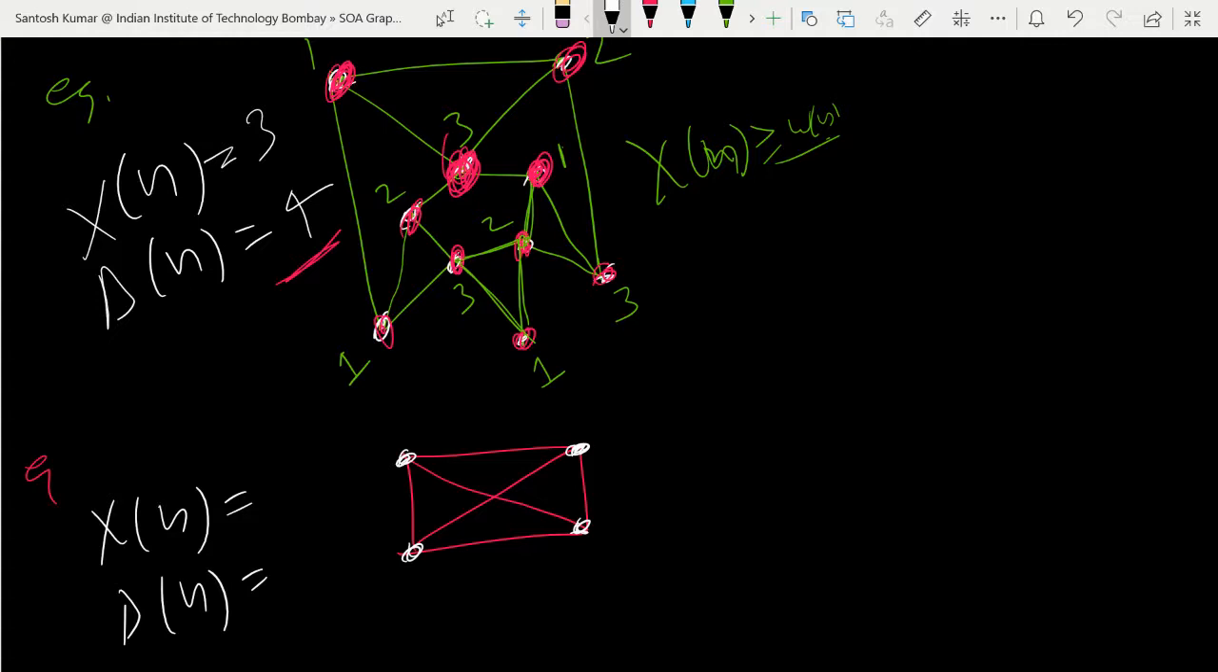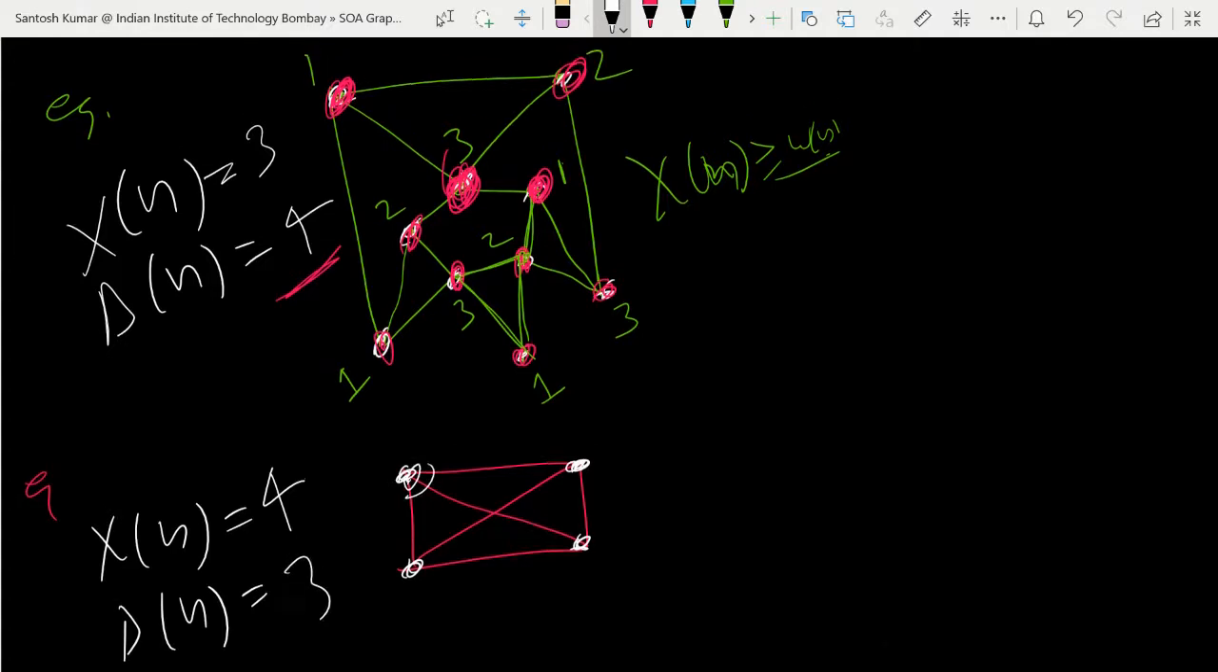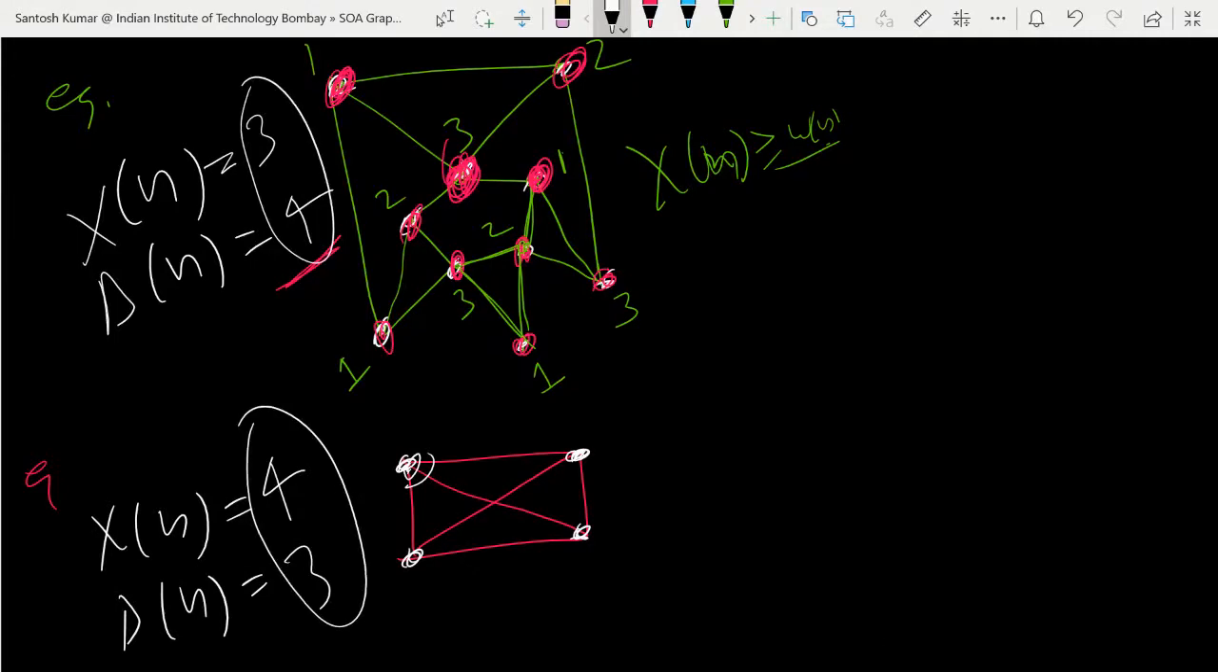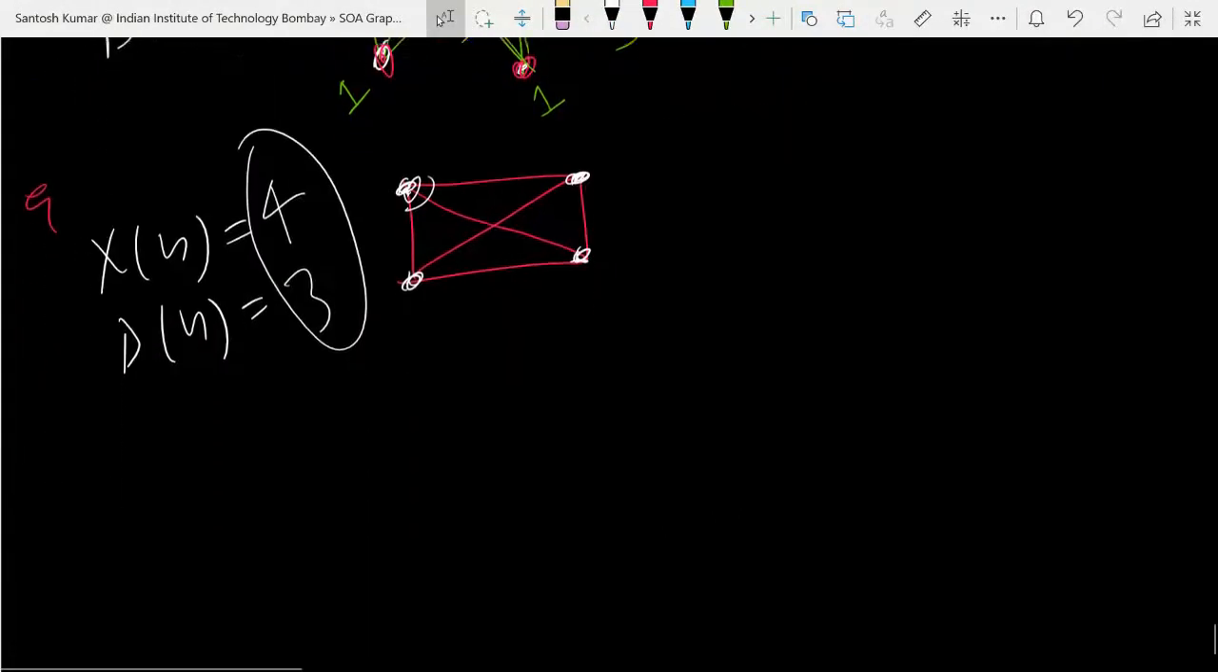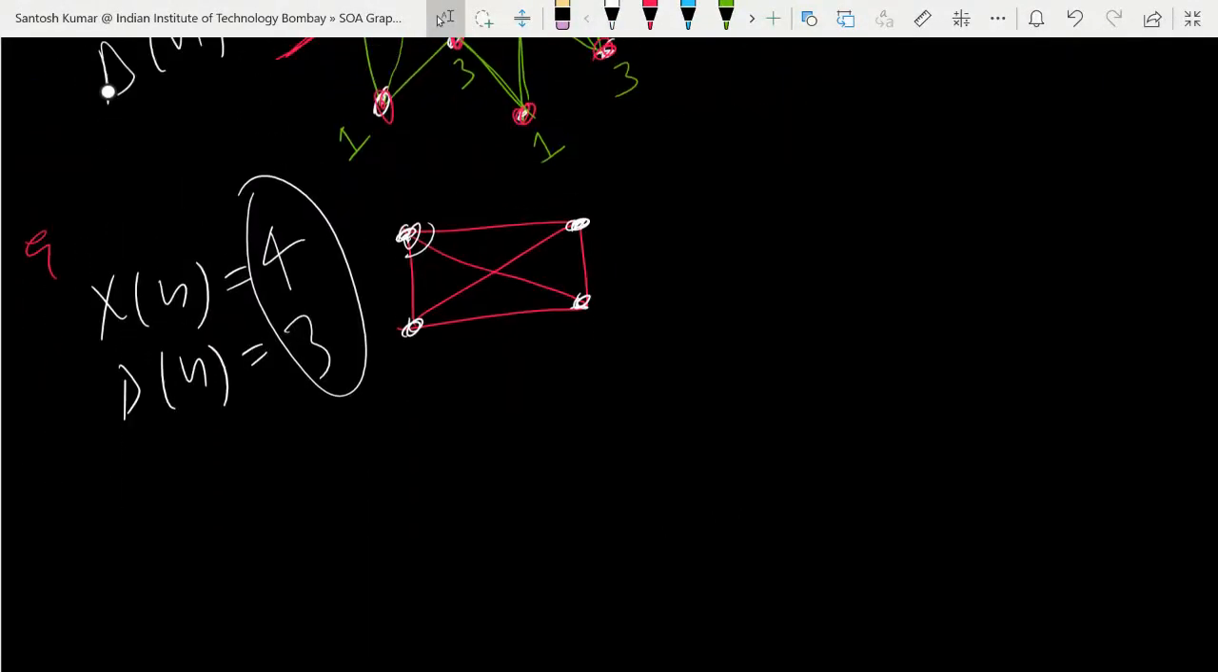Tell me for K4, what is the degree and what is the chromatic number? Sir, chromatic number 4 and degree 3. So this is K4, and degree is 3. Yeah. So now see here the answer is interchanged. So we want to have a conclusion. Let me draw a few more graphs so that we can give the conclusion.